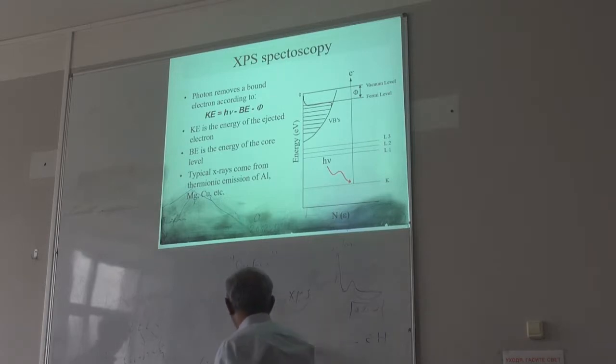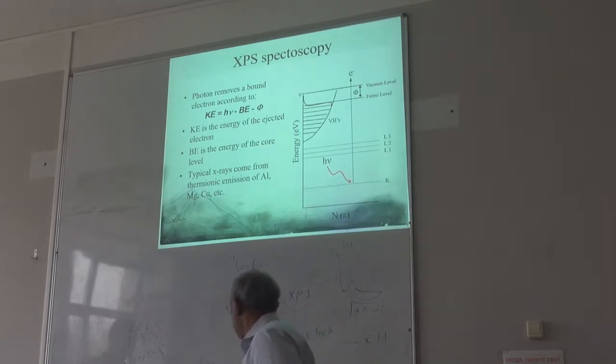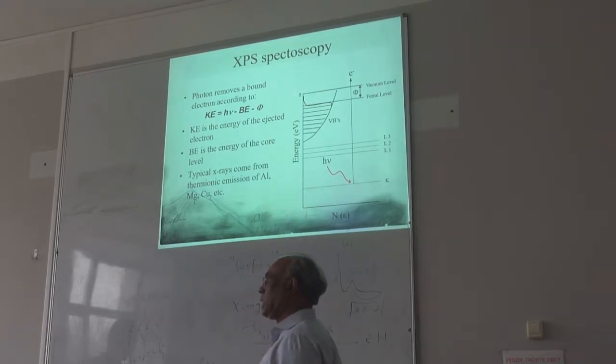So we have a detector. This is my detector. The detector will look at the kinetic energy of this outcoming electron. So it's not the one transition or anything. Directly when you knock out the electron, that electron has a kinetic energy, right? So we can measure that kinetic energy directly from this detector.